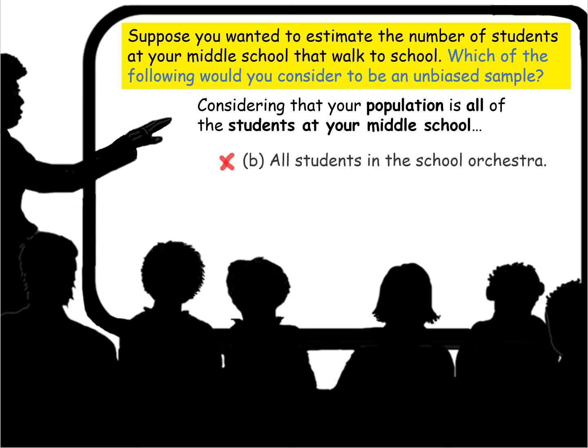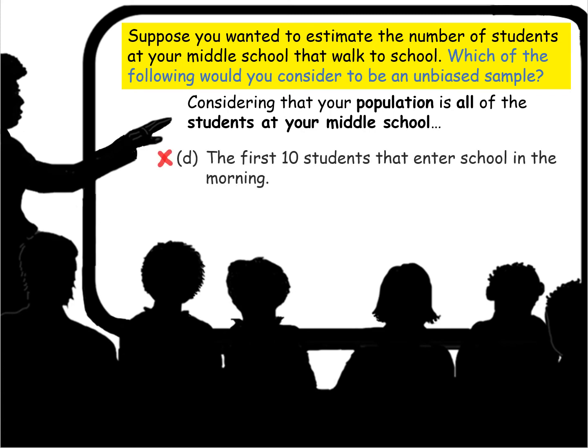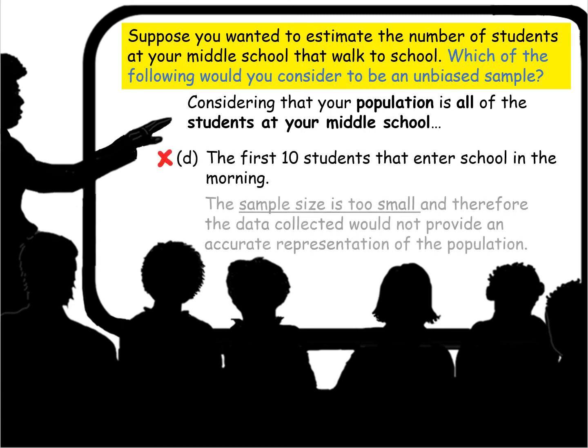Okay, let's look at the next one. How about all the students in the school orchestra? That might be a lot, and so it's somewhat a good sample, but it's not a random sample because kids that are in the orchestra don't represent everybody at that middle school. What about the first 10 students that enter school in the morning? Well, that sample size is too small, and therefore the data that you collect from it would not provide an accurate representation of the population.